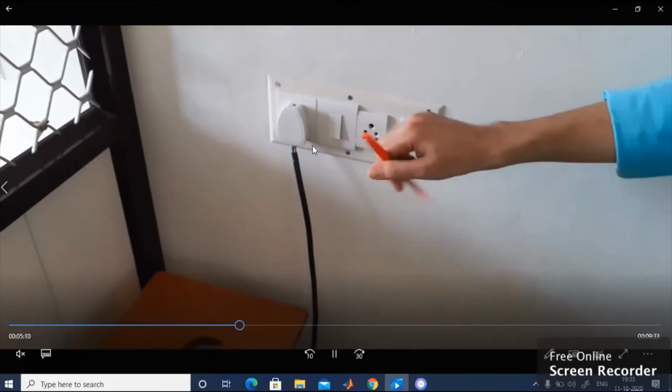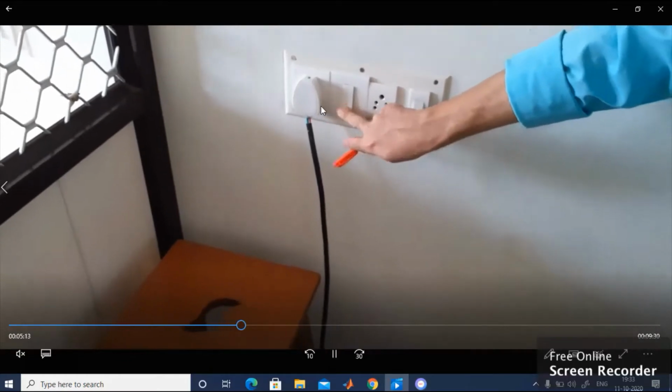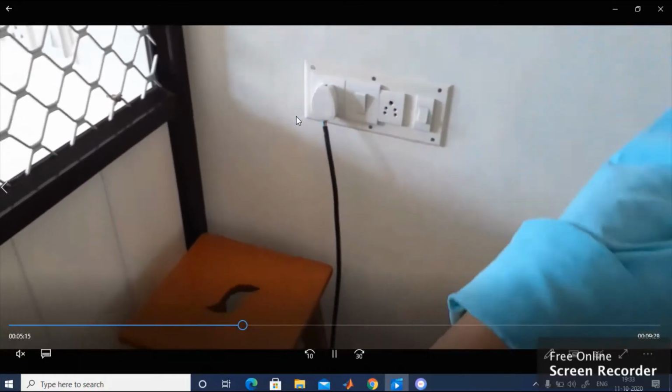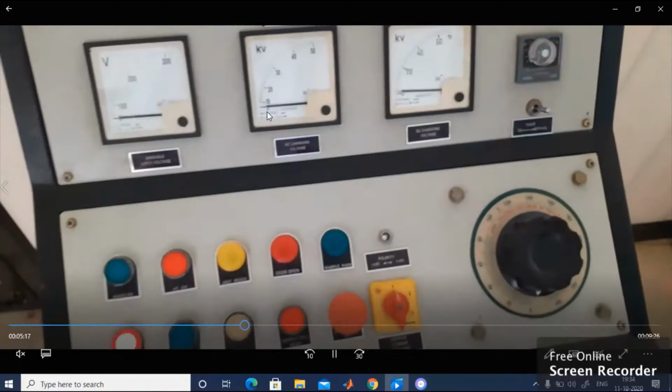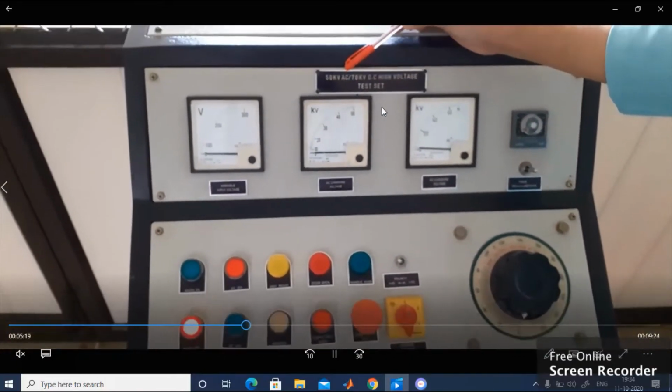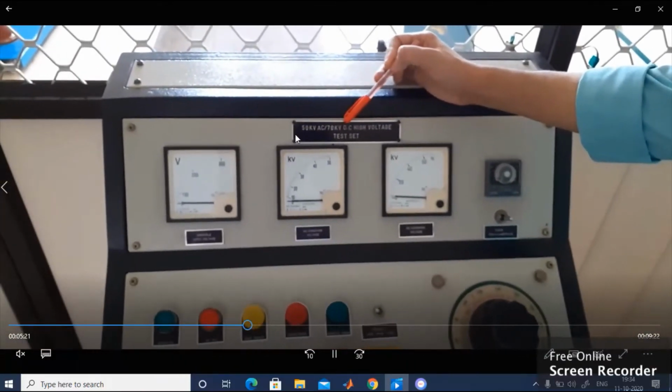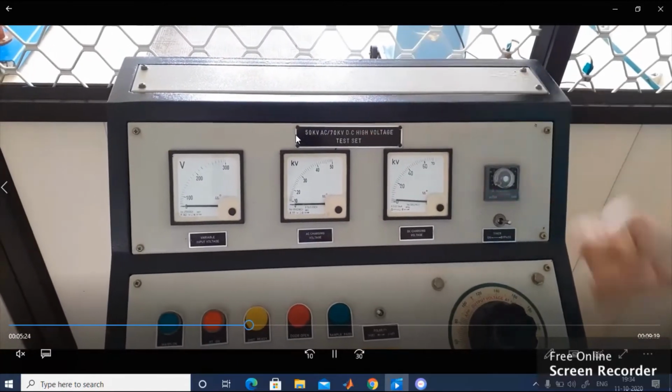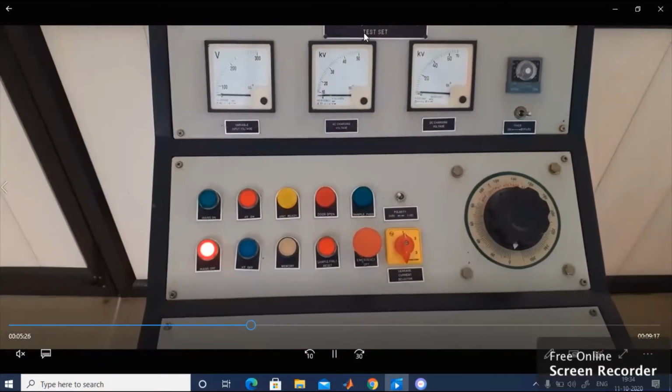So you have to turn on the main supply for the control unit. This is your control unit. I'll be turning on the main switch. Afterwards, let us familiarize ourselves with the control unit. This is the specification of your control unit: you can apply up to 50 kV AC and 70 kV DC.